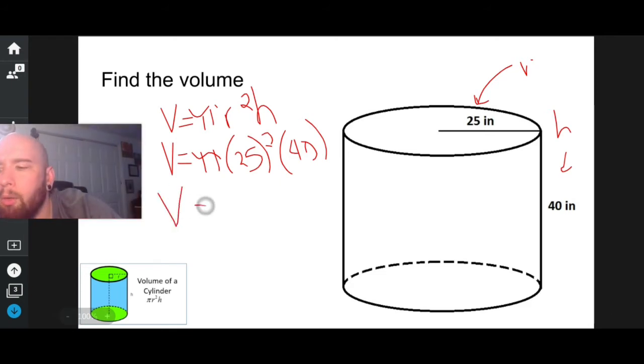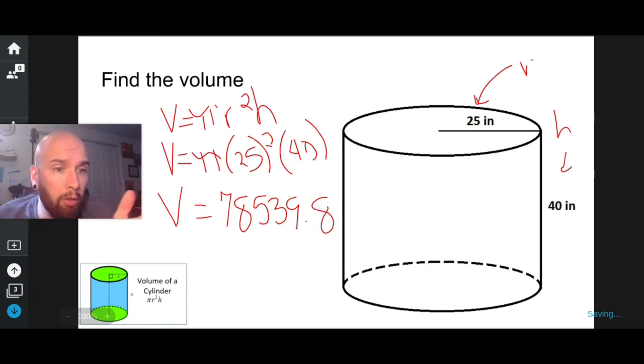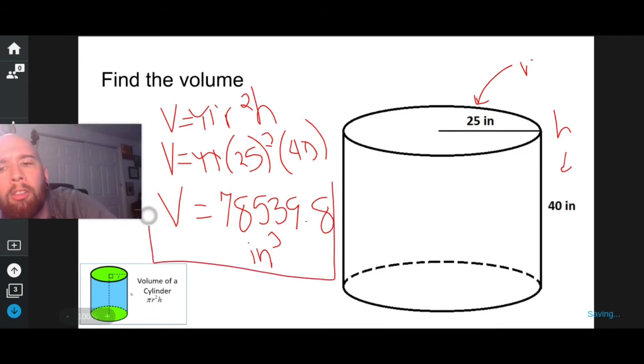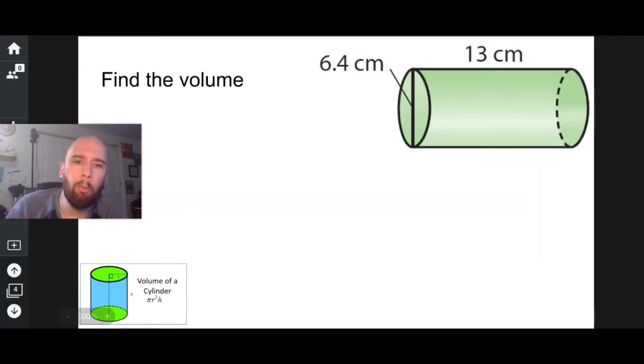V equals 78539.8. Now this is very important. That's my numerical part of the answer. I need to say my label. My label is inches, and whenever you're finding a volume or whenever you're given a volume, it's going to be inches cubed because cubed represents three-dimensional figures, and this is what I get. Okay? Hopefully the next one goes a little bit more smoothly.